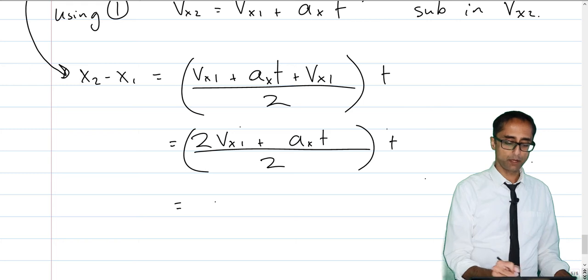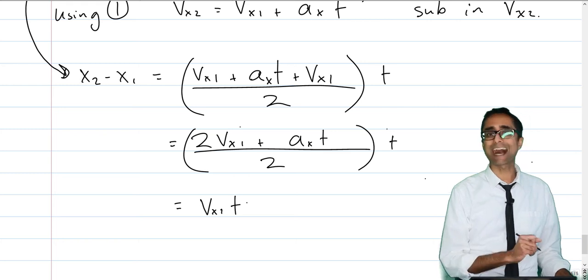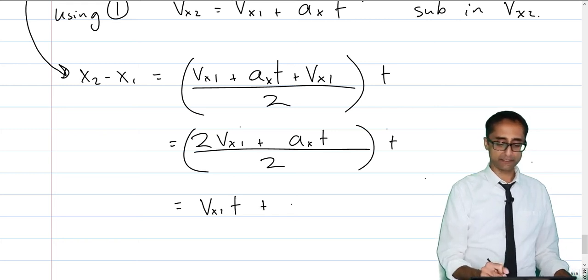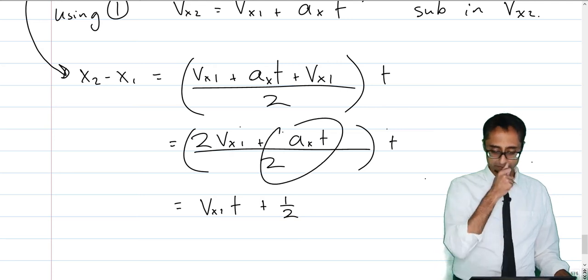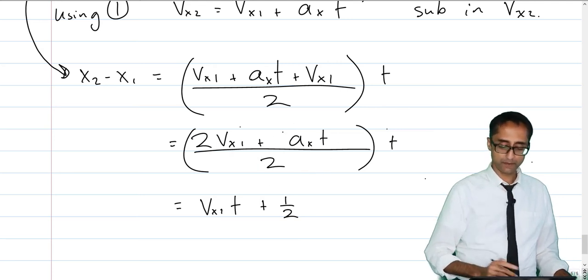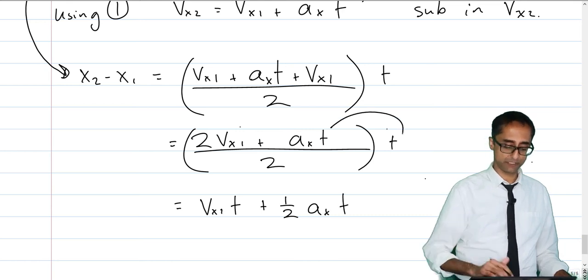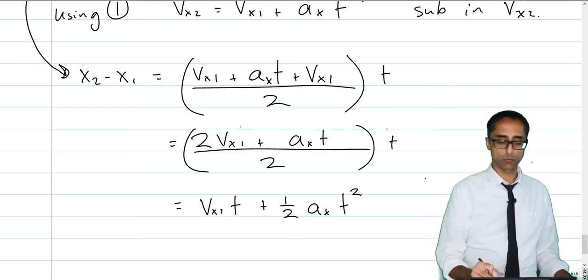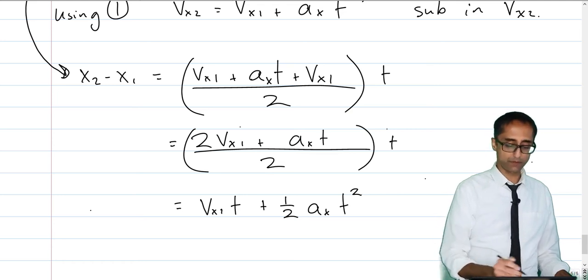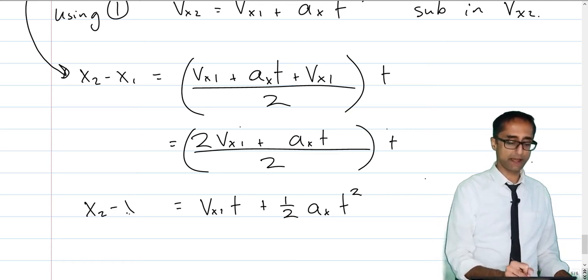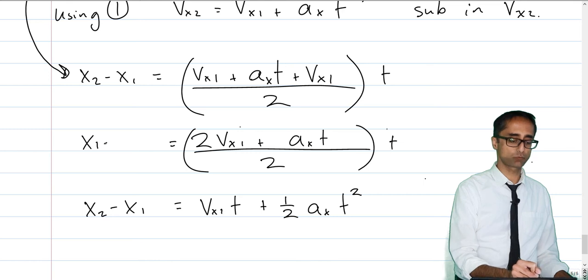And one more time, expanding the bracket, 2 divided by 2 is just 1. And then we have Vx1 times t. The rest of it sticks together. We have our 1/2 term going with this value here. And we have axt, and we have a t and another t, giving us t squared. And finally, we can write our left-hand side again as x2 minus x1.